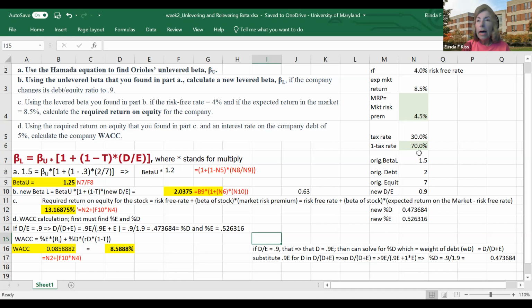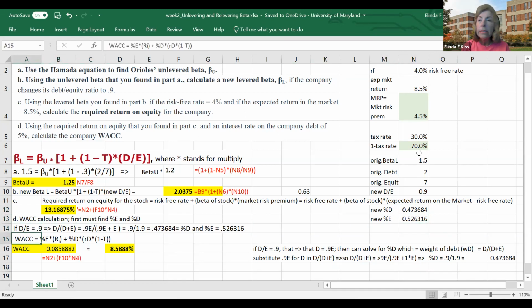As shown in cells I16 through Q17, the percent debt is 0.9E divided by 1E plus 0.9E, which equals 0.9 divided by 1.9, which equals 0.47368 and is calculated in cell N11. The weight of equity equals 1 minus the weight of debt, so 1 minus 0.473684 equals 0.526316 and is calculated in cell N13.